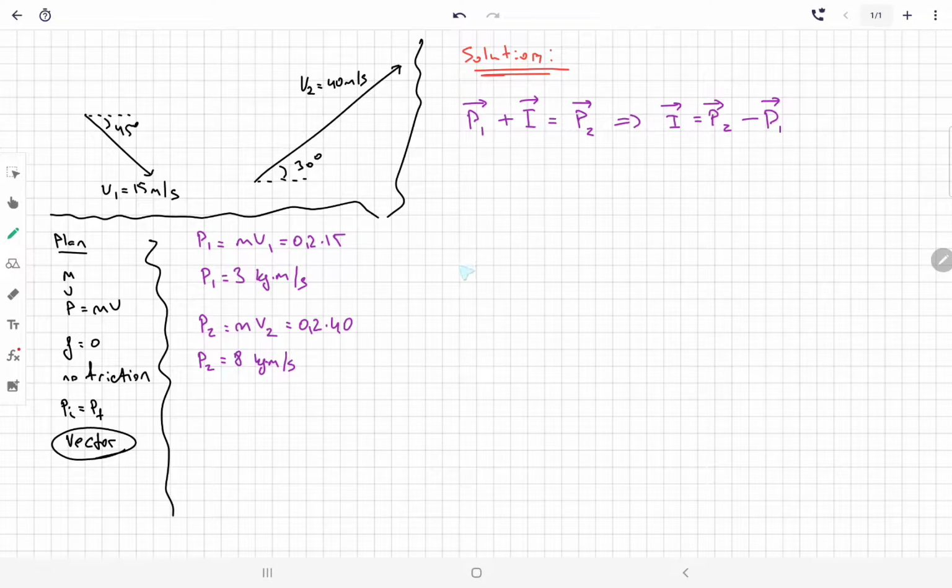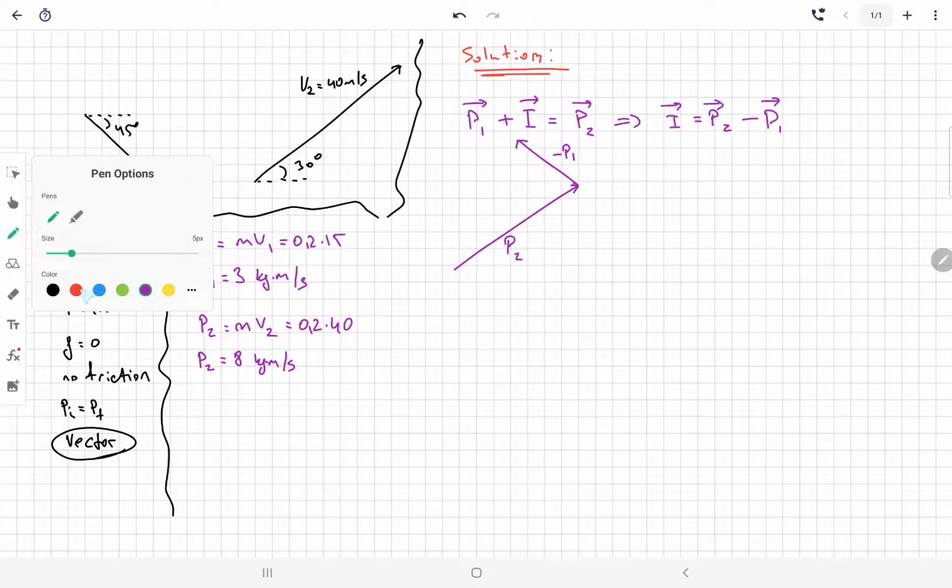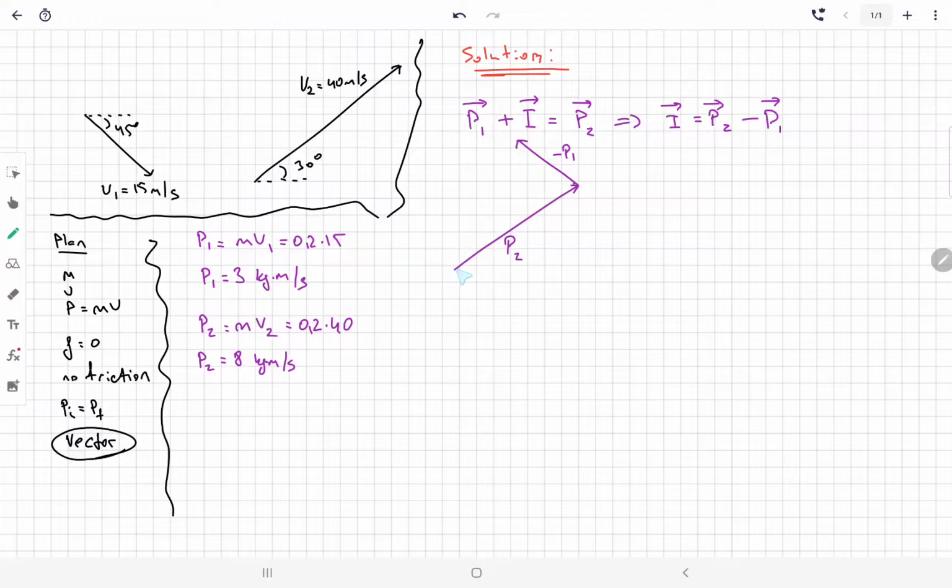Very simple. This is P2, as shown in this figure. To P1, we should add negative P1. This is negative P1. So basically I'm using the triangle method here. Addition of these two vectors, roughly this is the resultant vector, which is the impulse for our case. And as you see, direction is approximately upward. So we can apply the cosine theorem in order to find the numerical value of this impulse.